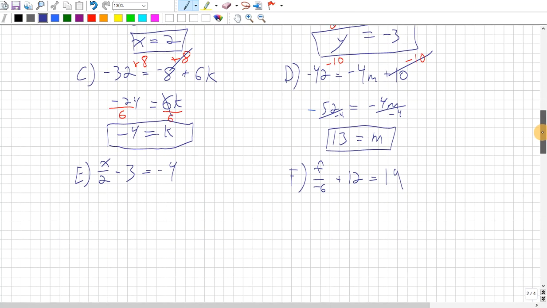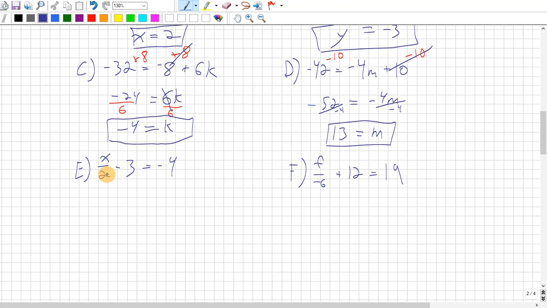Okay, we'll keep going. Now, x over 2, or x divided by 2 minus 3 equals negative 4. Again, my first step is going to be either adding or subtracting with these two-step equations. In this case, it's adding because I want to get rid of that minus 3 that's connected with the variable. So I add 3 to both sides. I'm left with x over 2. Remember, the minus 3 plus 3 cancel out. On the right-hand side, negative 4 plus 3 is a negative 1.